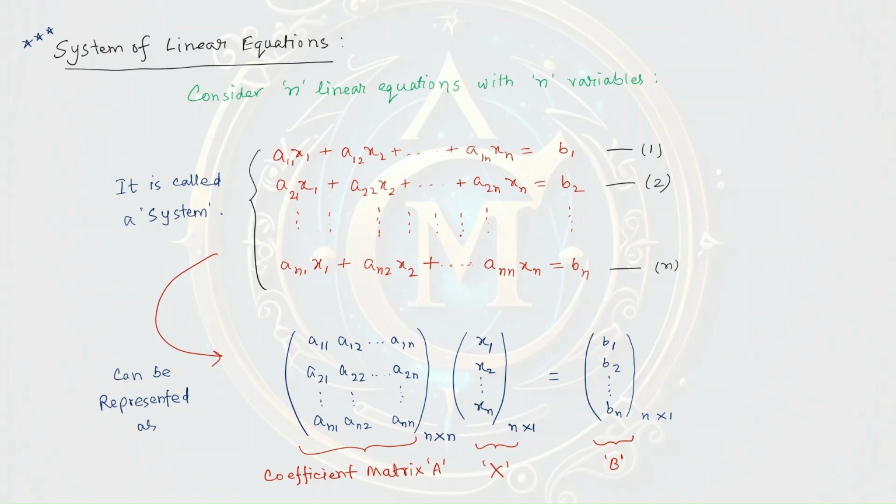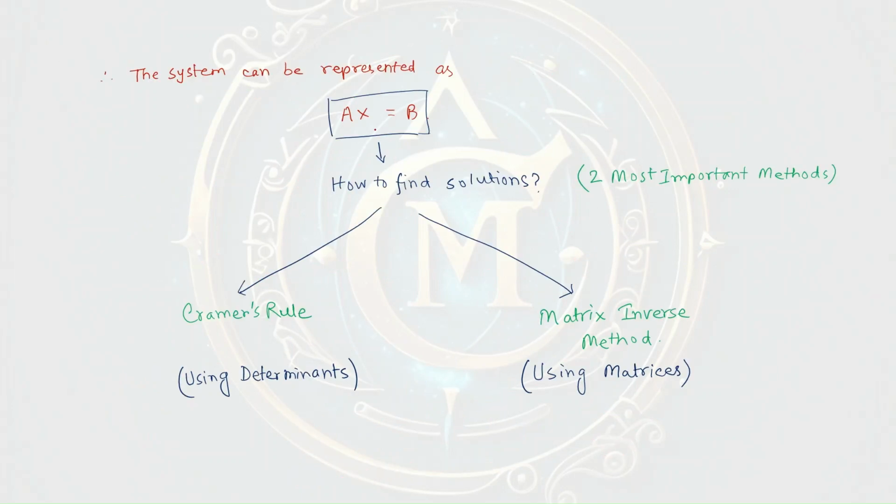Now these n linear equations we generally express in this form. This matrix is called the coefficient matrix A, and this is the matrix containing all the variables, and this is the matrix B, which contains the right hand sides of the n equations. So a system can be expressed in this form: A multiplied by X is equal to B. Remember that A is a matrix, X is a matrix, and B is also a matrix.